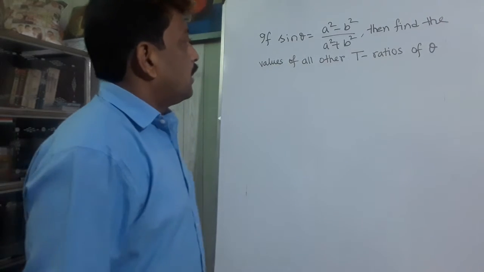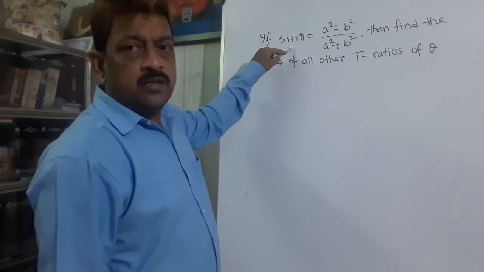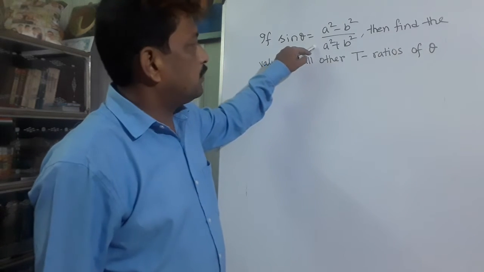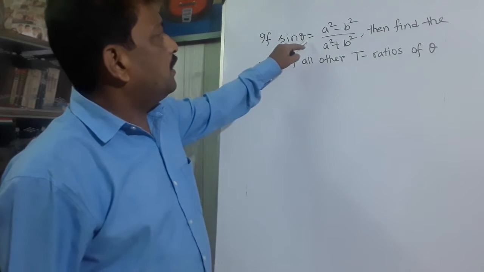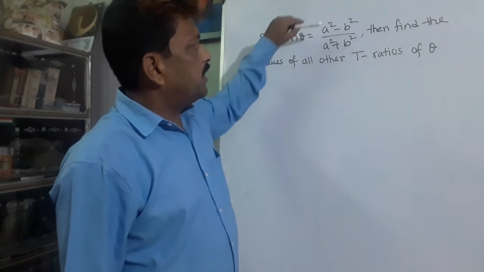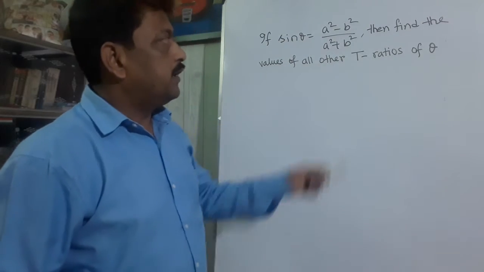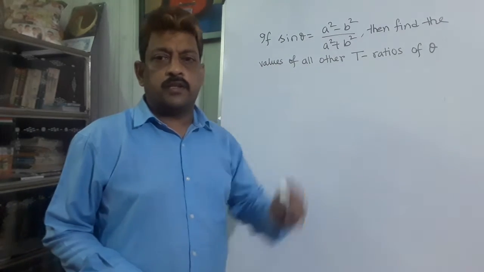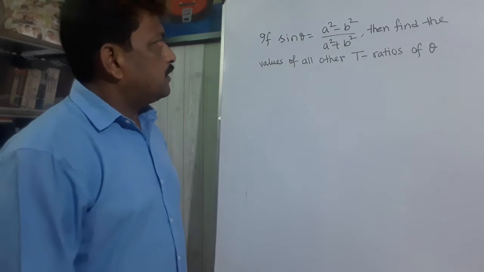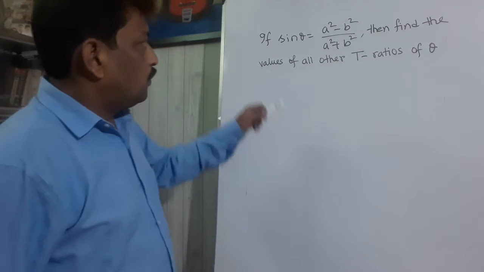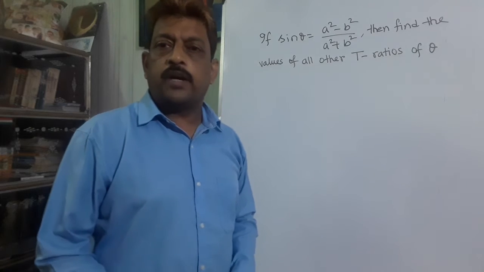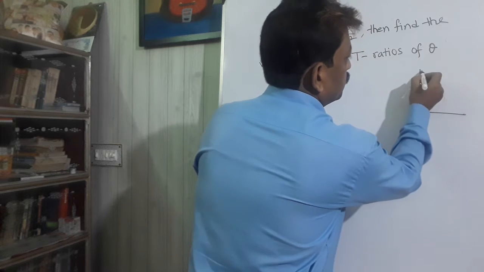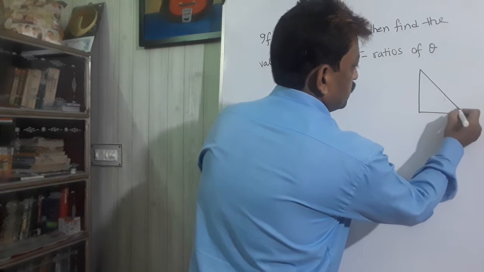So this is another question. If sin theta, theta is the angle of the triangle, if sin theta is equals to a square minus b square upon a square plus b square, then find the values of all other trigonometric ratios of theta. So here angle theta is the acute angle whose all trigonometric ratios we have to find. So first of all, a triangle, and this is theta.